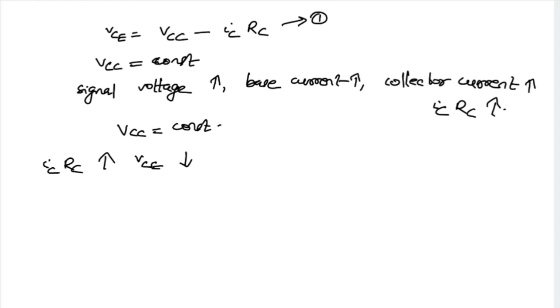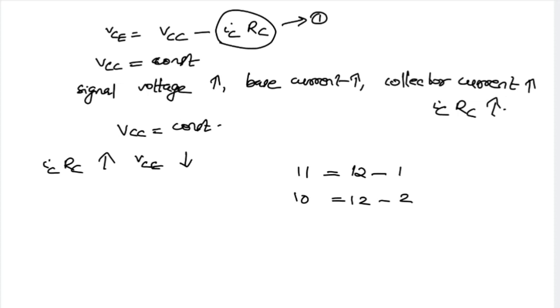Suppose VCC is 12 volt. When ICRC is 1 volt, the difference is 11. When ICRC increases to 2 volt, the difference is decreasing. That means when ICRC increases, VCE decreases. That is, as the signal voltage is increasing in the positive half cycle, the output voltage is increasing in the negative sense. That means the output is 180 degrees out of phase with the input.